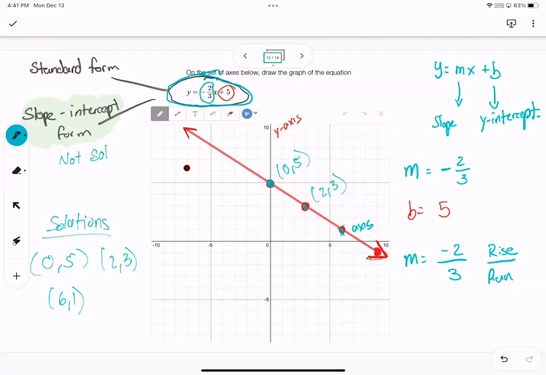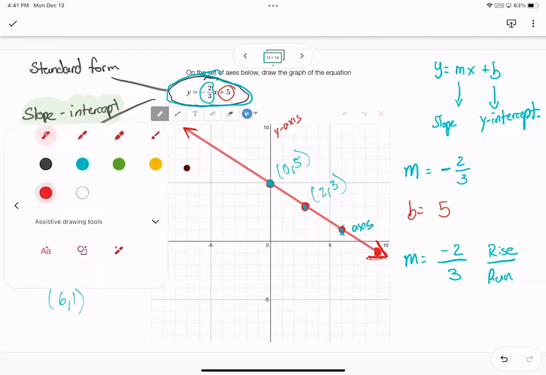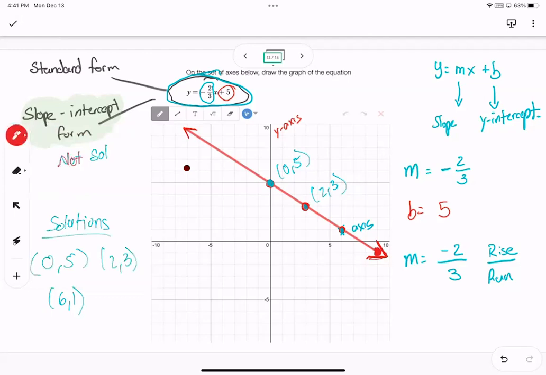Let me do this in a different color. So not solutions are, for example, if I put a point right here. That one is -2, +3. If it's not on the line, it's not a solution. And that could be anything. So I'm going to go with 0, 10. That's all the way up here. These are not solutions. Okay.